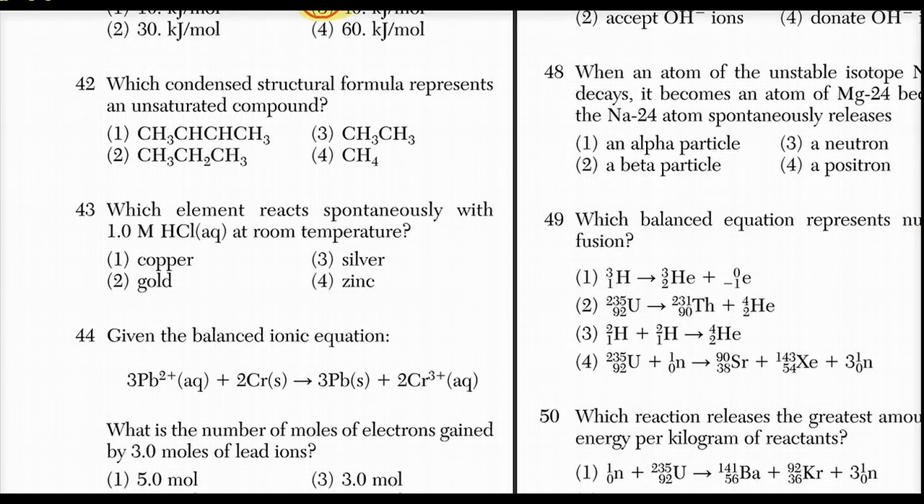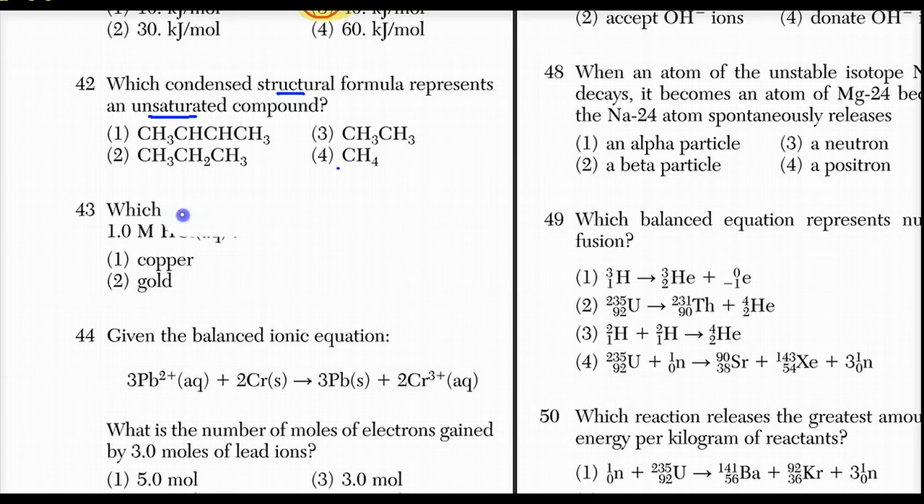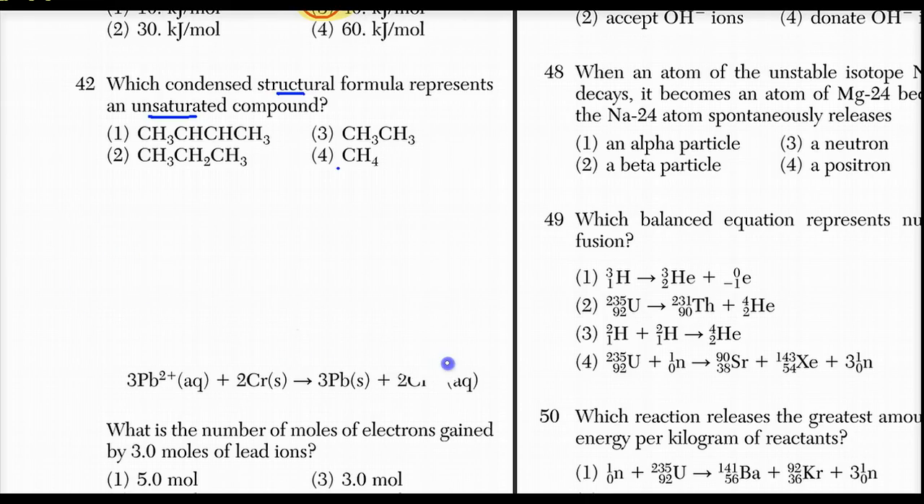Which condensed structural formula represents an unsaturated compound? Now, if it's unsaturated, that means it's not holding the max amount of H's. So I'm looking for something with a double bond or a triple bond. I can draw these out to see if they need double bonds. If they have double or triple bonds, I'm going to have a lot less H's because I'm using some of the bonds that could be used for hydrogens for a bond between the carbons.